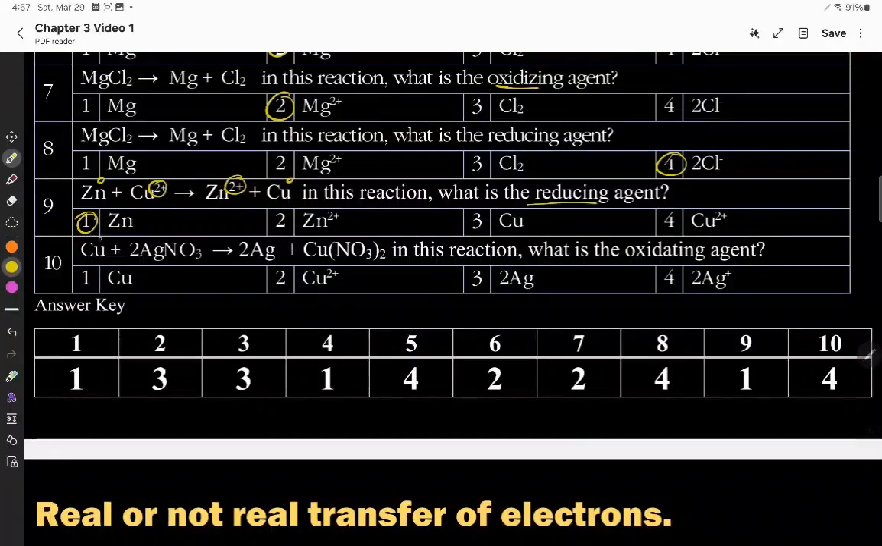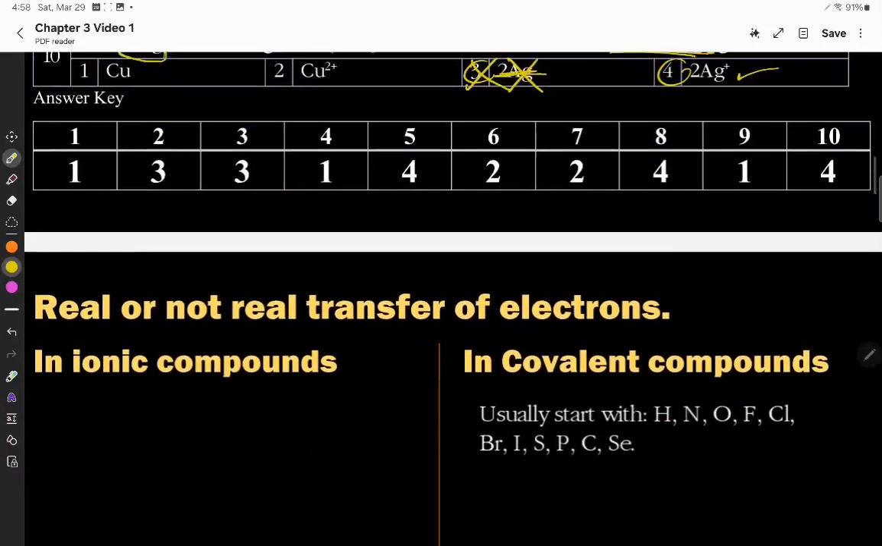Copper, the last one here, goes from 0 to 2 positive, and here we have Ag going from positive to 0. So what is the oxidizing agent? The oxidizing agent is the substance which is reduced, which is 2Ag positive. Now here we have 2Ag 0. No, do not choose it. You should choose this 2Ag positive. This is the correct answer.